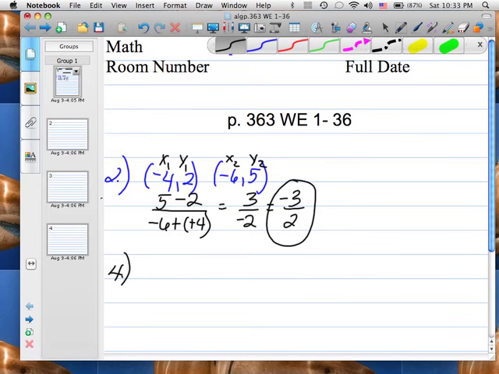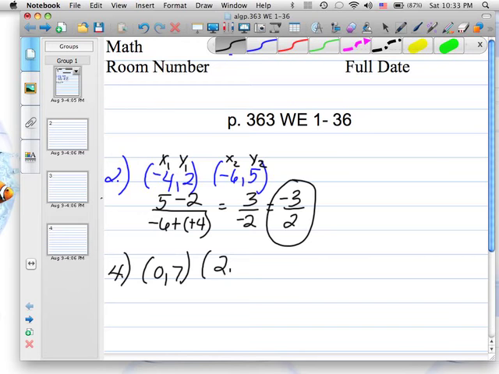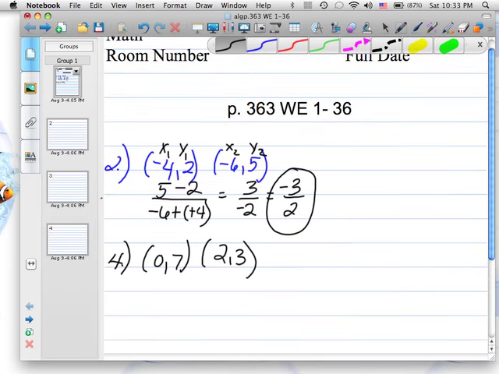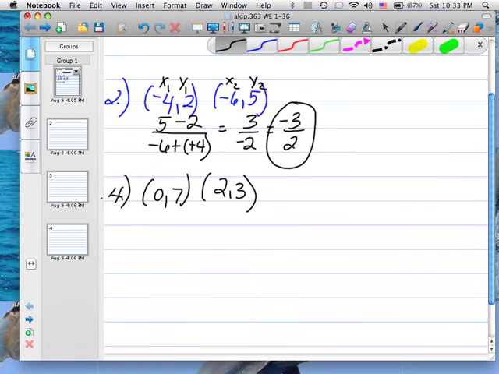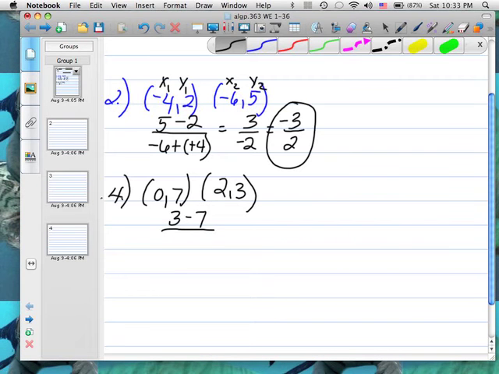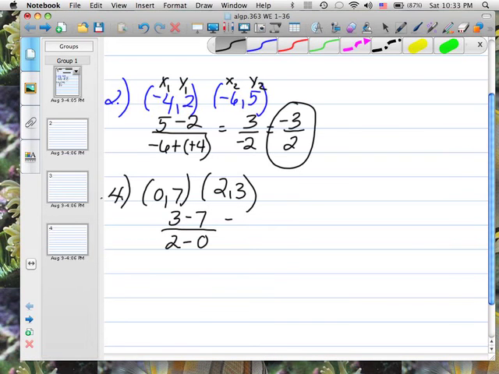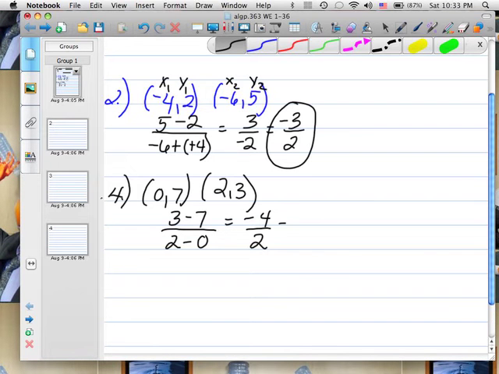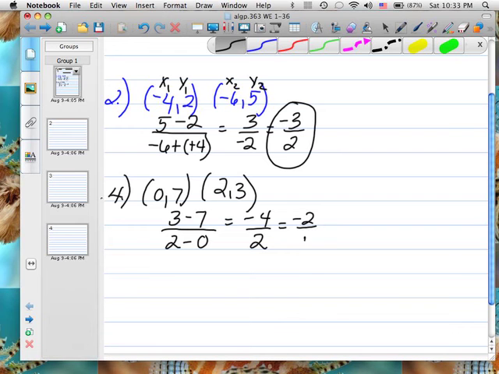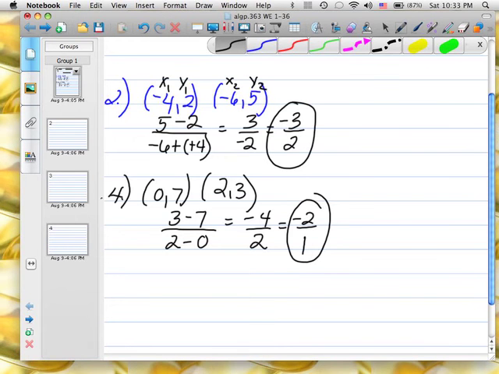Problem number 4, our 2 points on the line are (0, 7) and (2, 3), and we're going to find the slope. So the change in y's first, so it'd be 3 minus 7 over the change in x. Since I started here, I have to start there with the x's. 2 minus 0. 3 minus 7 is -4. 2 minus 0 is 2. Simplify. 2 goes into 4 twice, and into 2 once. So our slope is -2 over 1. So it's going down 2, right 1.